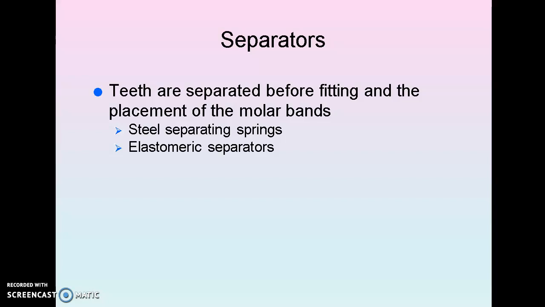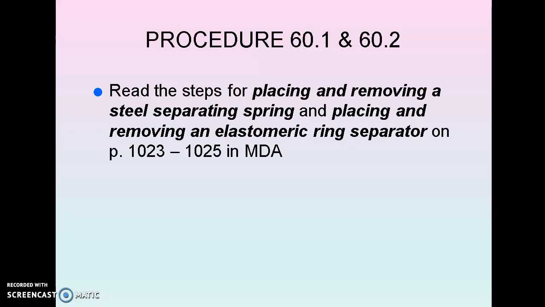Separators are used to separate the teeth before fitting and placement of the molar bands. We can do these with steel separating springs or elastomeric separators. There are little checkoffs at the end of your textbook. So read the steps for placing and removing a steel separating spring and placing and removing an elastomeric ring separator on pages 1023 to 1025 in your Modern Dental Assisting textbook.